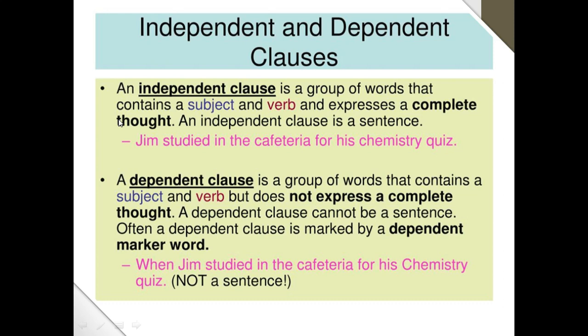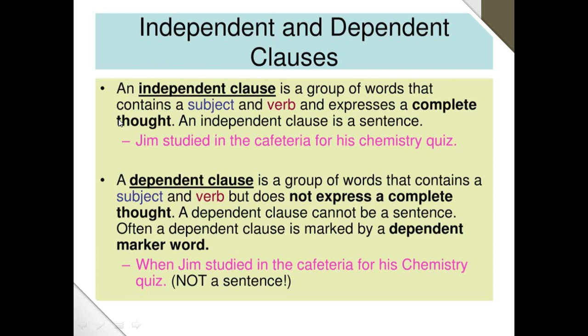Now see, "When Jim studied in the cafeteria for his chemistry quiz." Just by putting "when" with Jim, this is an ambiguous statement. You don't know what Jim is doing and what the complete information is. When Jim studied in the cafeteria for his chemistry quiz, the time is not given. It's an incomplete sentence. So if you want to add extra information, you put a comma and then complete the rest of the sentence. Then it will become a full sentence.